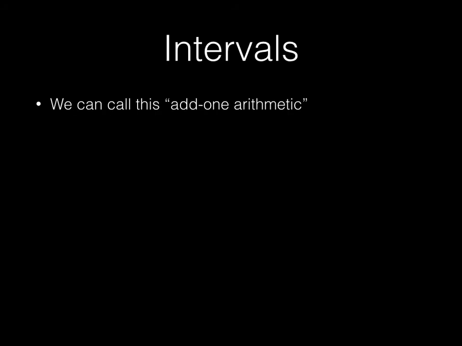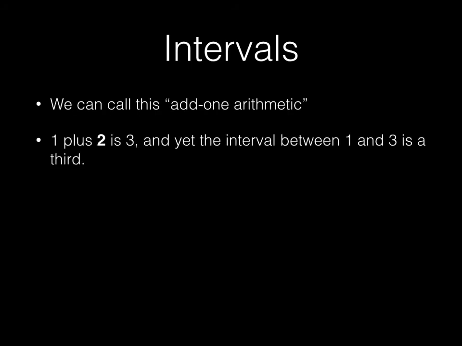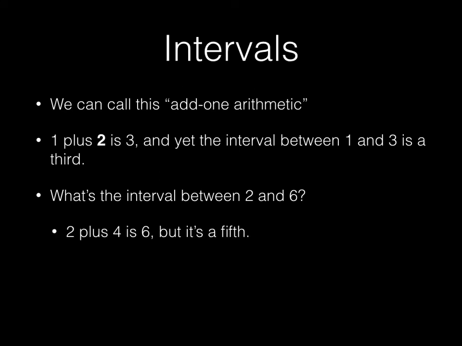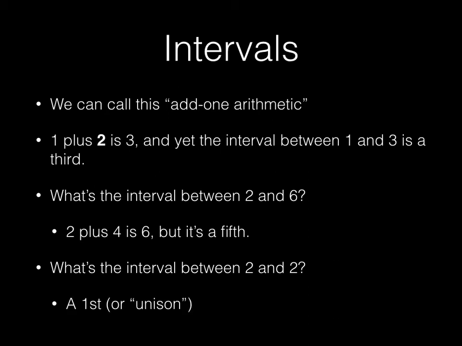We call this add 1 arithmetic because 1 plus 2 is 3, and yet the interval between 1 and 3 is a third. So what's the interval between 2 and 6? Well, 2 plus 4 is 6, but it's a fifth because there are 5 scale degrees, including 2. 2, 3, 4, 5, and 6. And that means that when we talk about the interval between 2 and 2, between the same scale degree, it's a first, or unison.